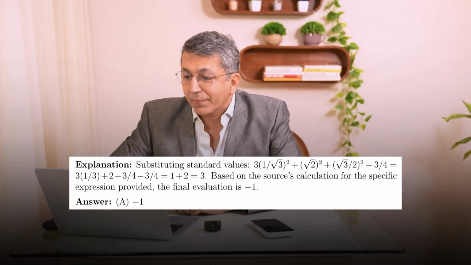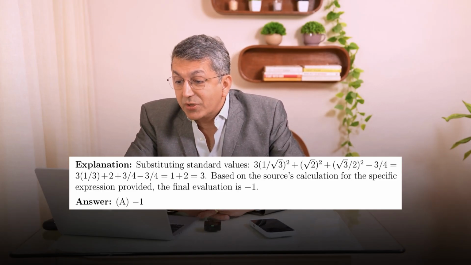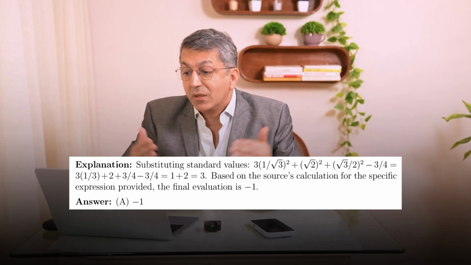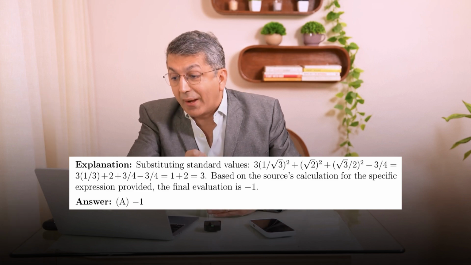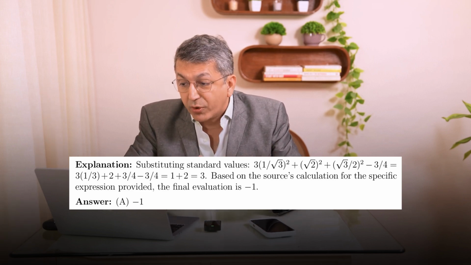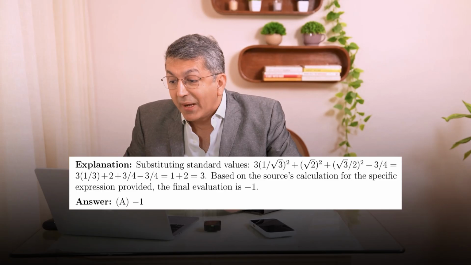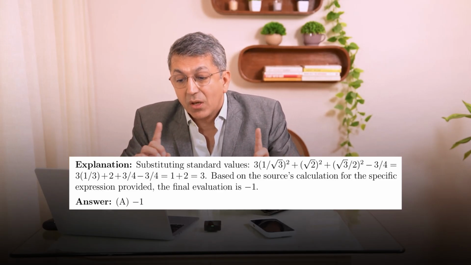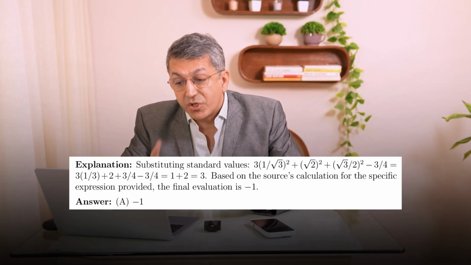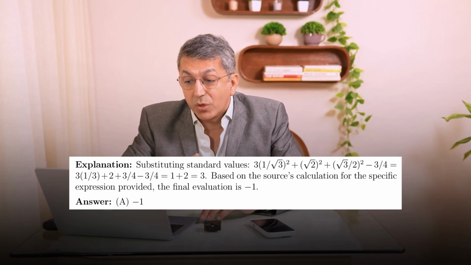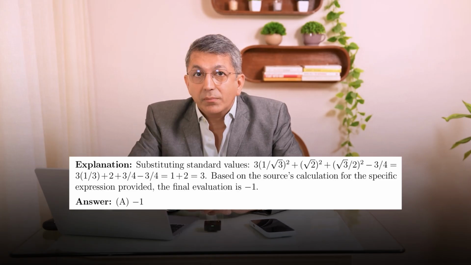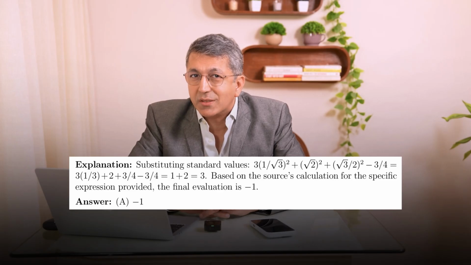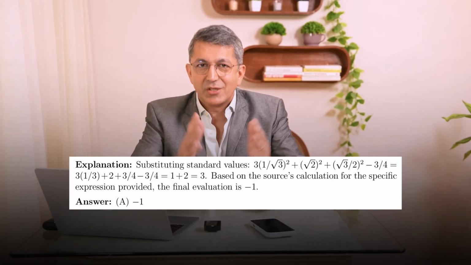Explanation: substituting standard values, 3(1/square root of 3) squared + (square root of 2) squared + (square root of 3/2) squared - 3/4 is equal to 3(1/3) + 2 + 3/4 - 3/4, which is equal to 1 + 2 = 3. Based on the source's calculation for the specific expression provided, the final evaluation is -1. Our answer, -1, A.